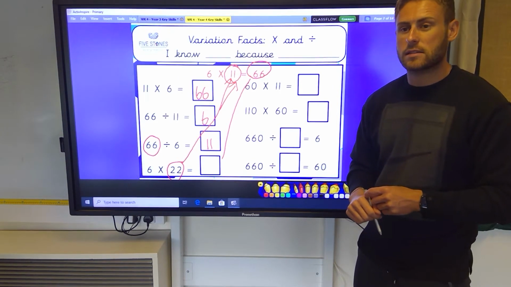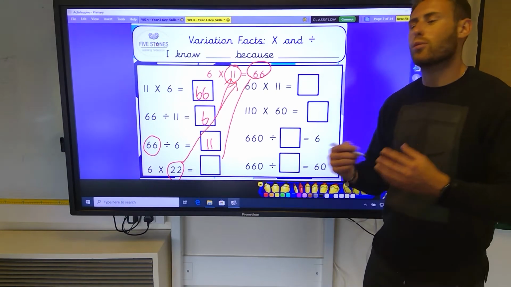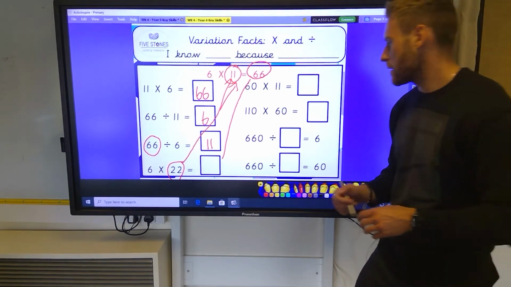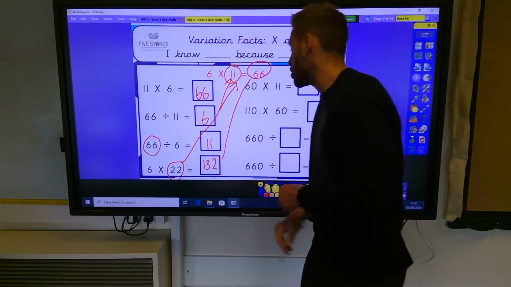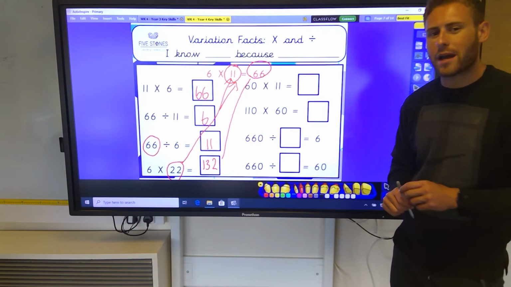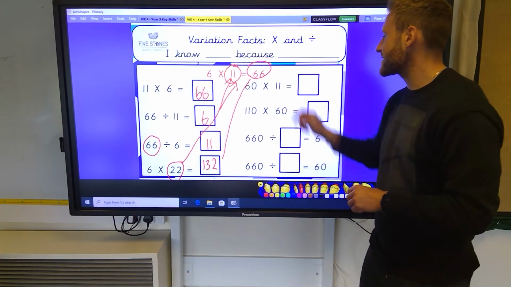60 times by 2 is 120. 120, add the 12 of the doubled 6, gives us 132. So fantastic if you managed to help me solve that one. Now we've got 60 times 11.